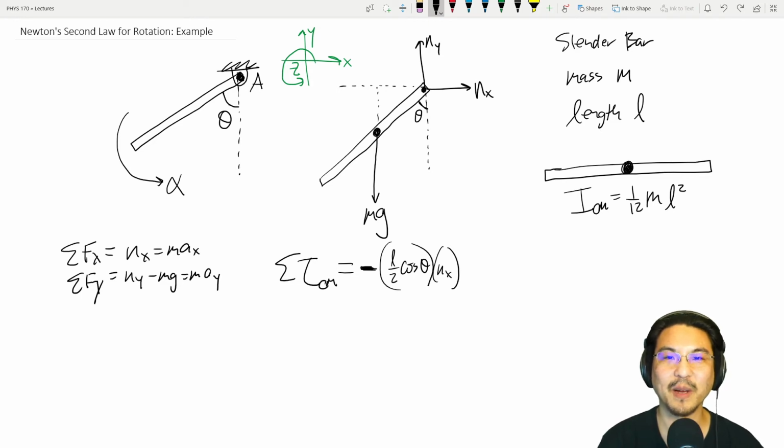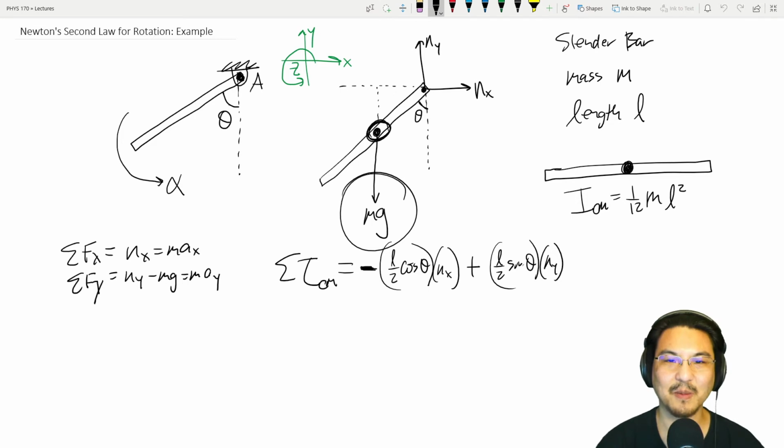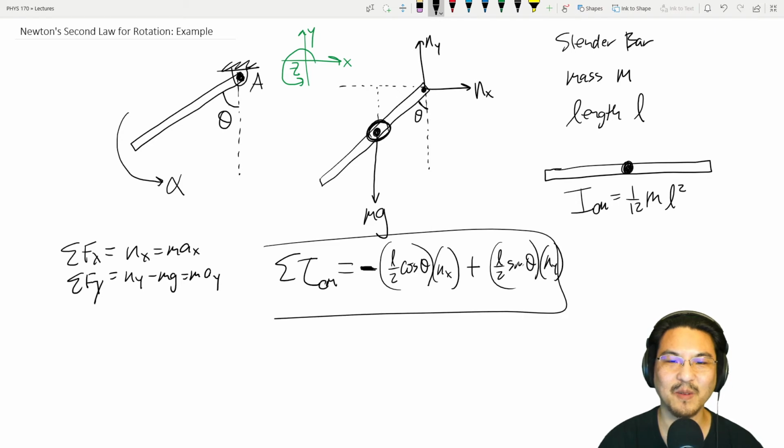Okay, what's the torque by this force? Look at this lever arm right here. How far is that? Here to here is L over 2, and this is opposite the angle. So that's L over 2 sine theta times ny, and that would create a torque this way, which is the positive z direction. So this would be positive. Now, what's the torque about this point due to this force? Zero. So there are only the two, so this part of the equation is done.